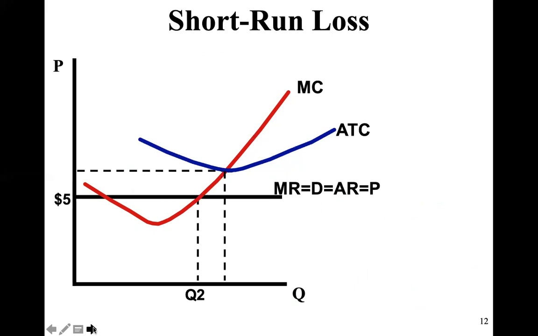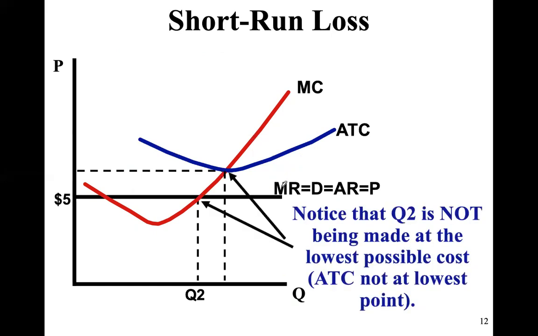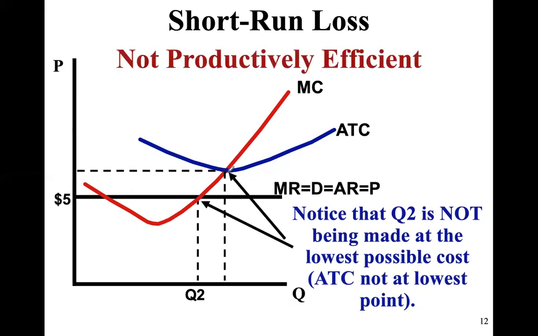The same is true in a short run loss. The way you find if it's productively efficient is you ask yourself, where's the minimum ATC? And is that the quantity we're producing? No. In this instance, we're producing at a quantity Q2, which means we're at this point of our ATC. Remember, the ATC hits its minimum when MC crosses it. So the only spot on this whole graph where ATC is at its minimum is right there where the MC crosses it. So in neither a short run loss nor a short run profit are we productively efficient.